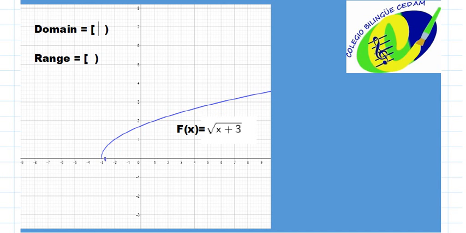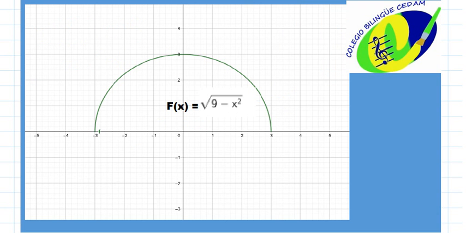So negative 3, infinite. That's the domain. What about the range? The range starts at 0. It starts at 0 and goes until infinite. That is the domain and the range of this other square root function. This one.